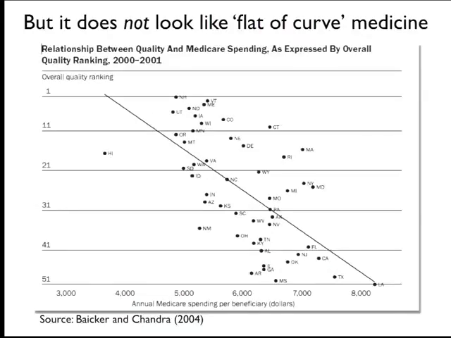So here, this is now at the state level, but what's being plotted here is the annual Medicare spending per beneficiary on the x-axis, and then basically the quality ranking. So again, quality is basically determined here by whether or not you're giving care that is consistent with the best possible evidence about how people should be treated, given that they have particular conditions and so forth.